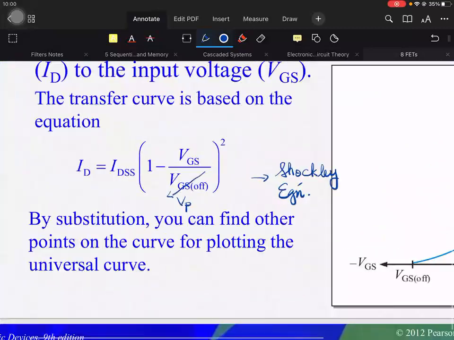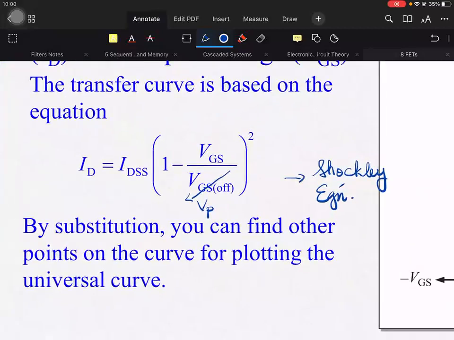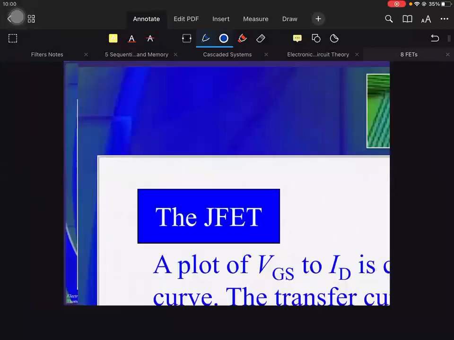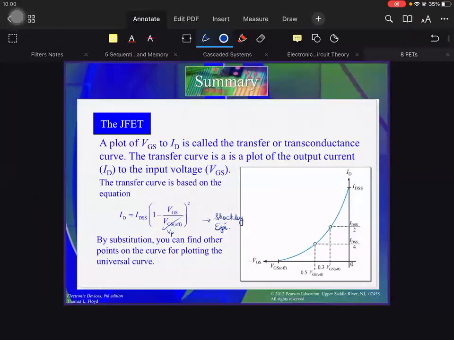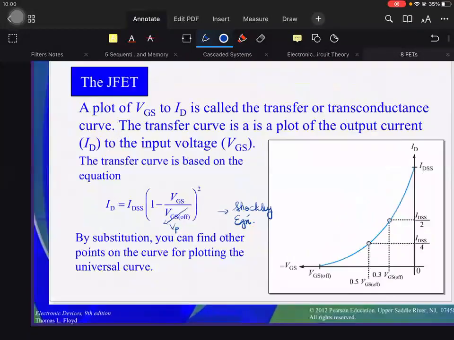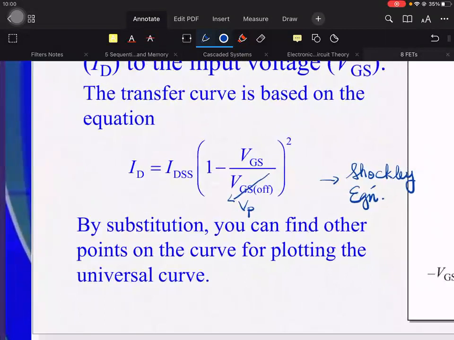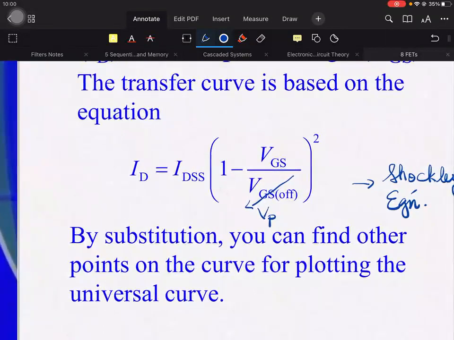So try to memorize lang this one, or at least try to take note of asa siya makita sa slide. Take note of this one. ID is equal to IDSS, 1 minus VGS over VP, quantity squared. So IDSS is given. VP is given. VGS could be obtained from the circuit.